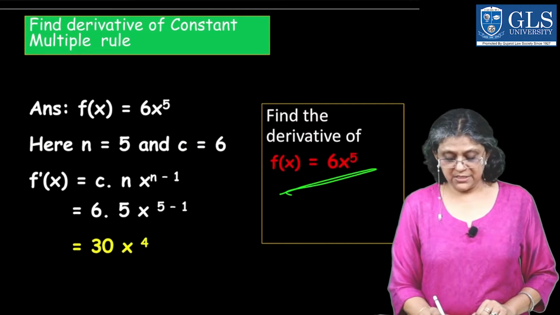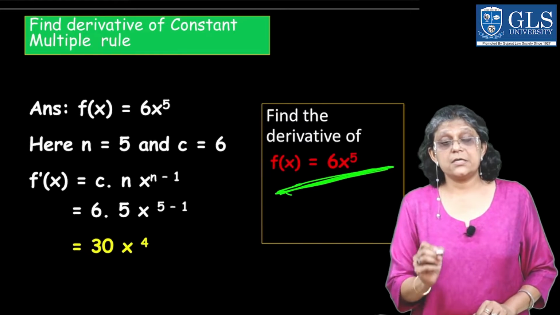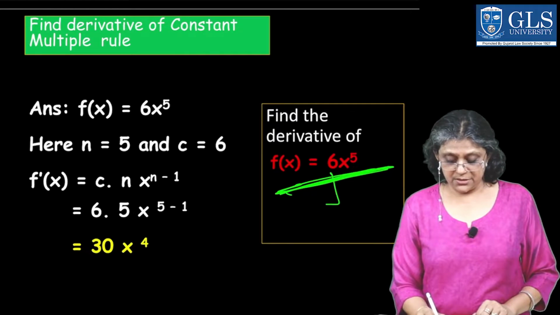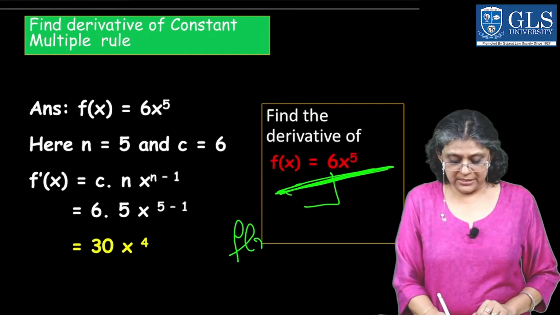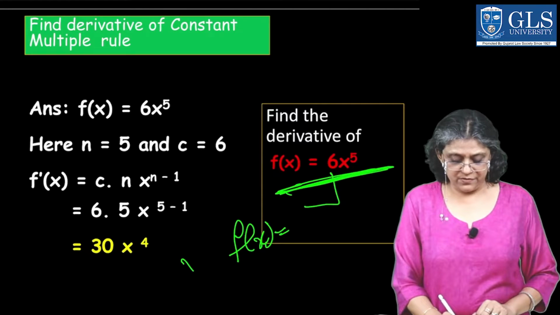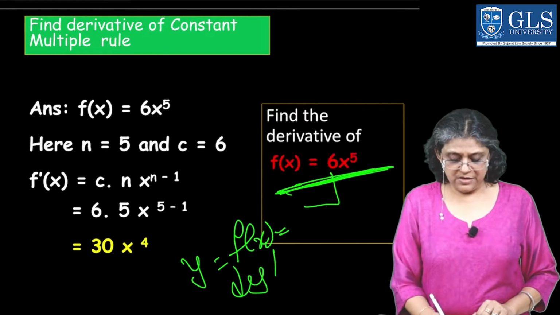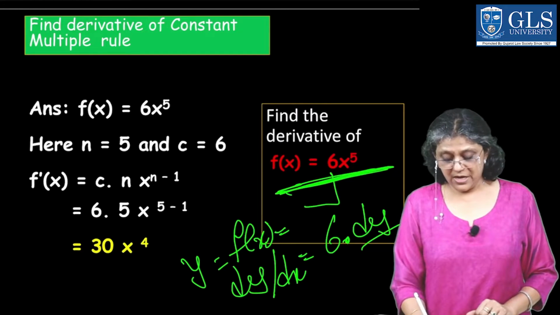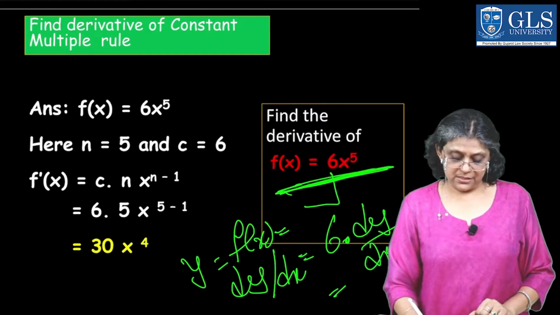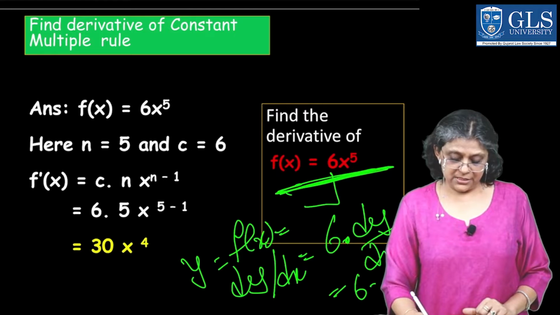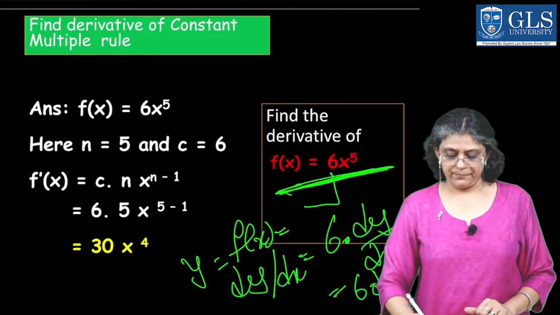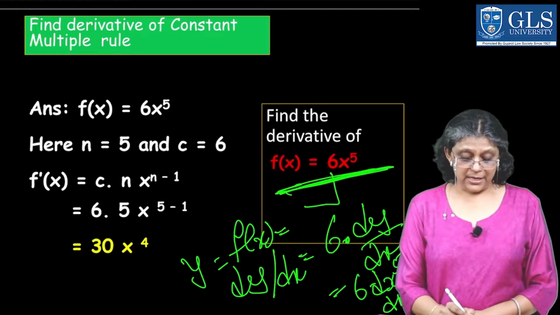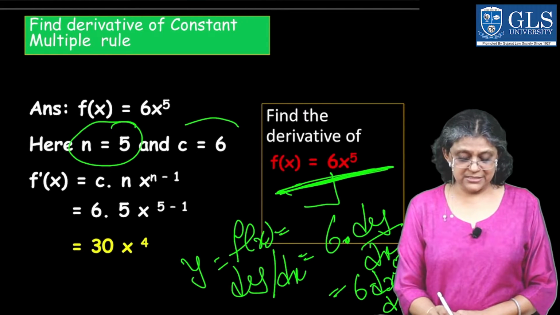I have 6 into x raised to 5. 6 is a constant. Let me take this constant outside. So what did I do? y is equal to f(x), so dy by dx is equal to 6, I took it out front, dy by dx. That is equal to 6 into d by dx of x raised to 5. Clear? So n is 5, c is 6.